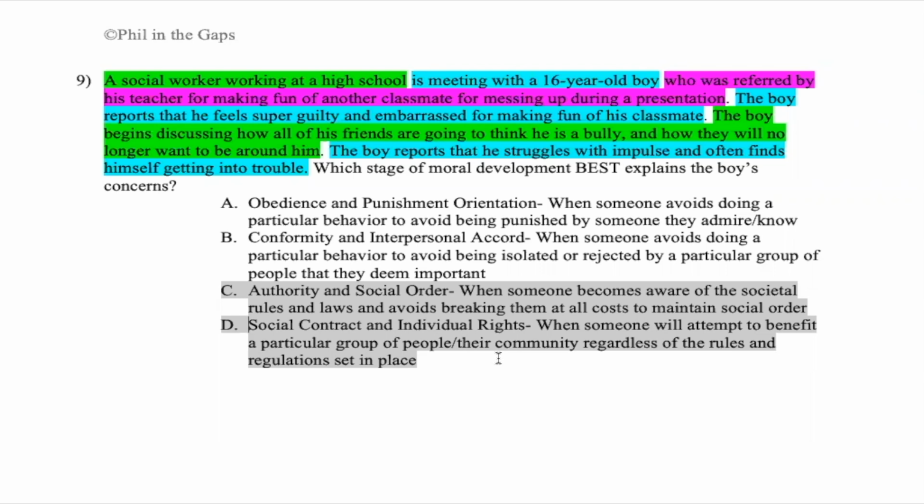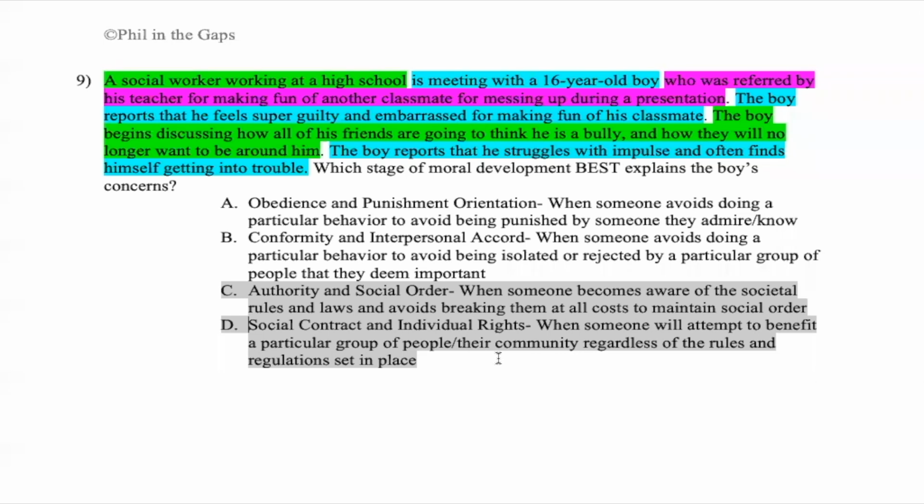So now we're in between A, obedience and punishment orientation, where he is avoiding particular behaviors to avoid being punished by someone they admire or know, or B, conformity to interpersonal accord, conforming to particular groups of people, or fearing that they could be isolated from a particular group of people if they're not doing the right behaviors. Let's look back at the question and see what we're looking at in particular.